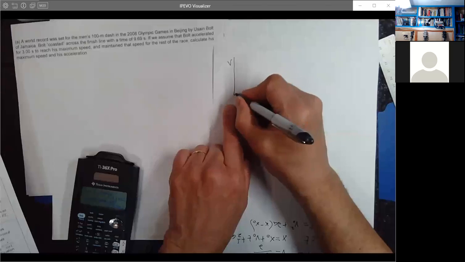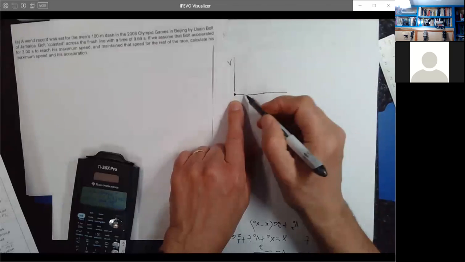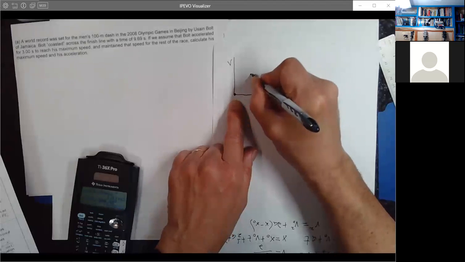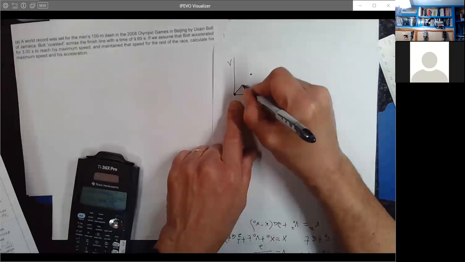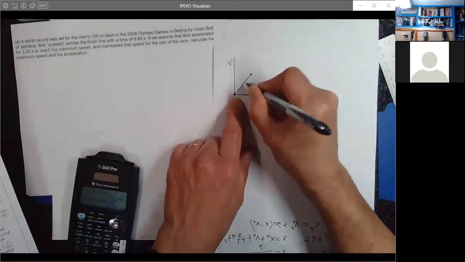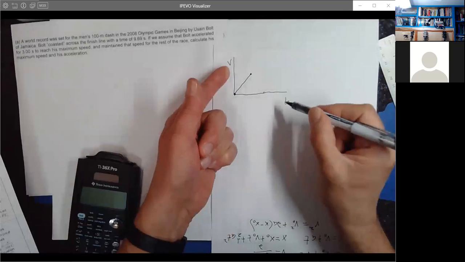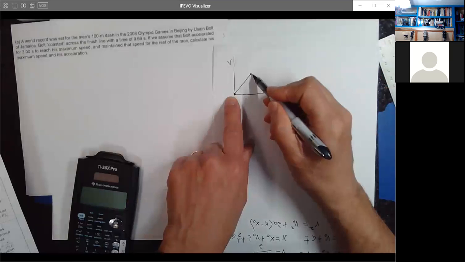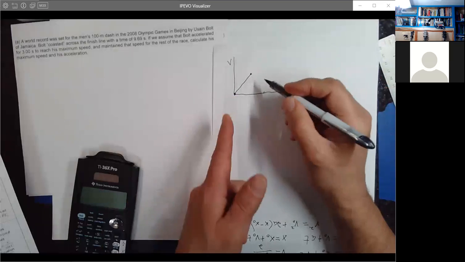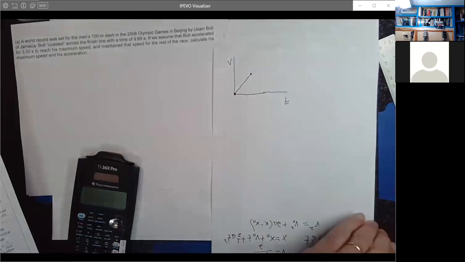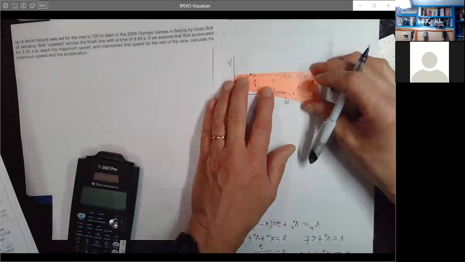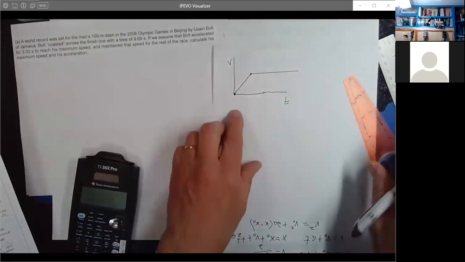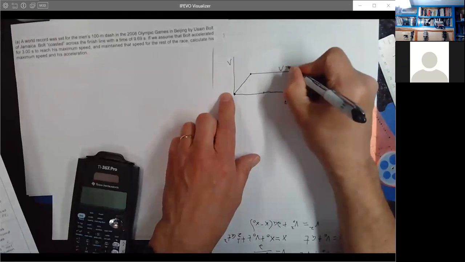And on velocity versus time, he starts off with 0 velocity and has acceleration for some period of time. So this would be the uniform acceleration. And on a velocity versus time curve, the slope of the graph is the acceleration. Then he runs at constant speed for the rest of the race. And so what I would do in this case is just draw a flat line there. V equals constant for the rest of the race.